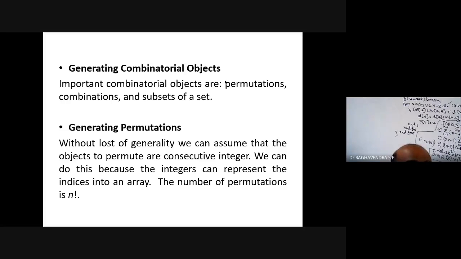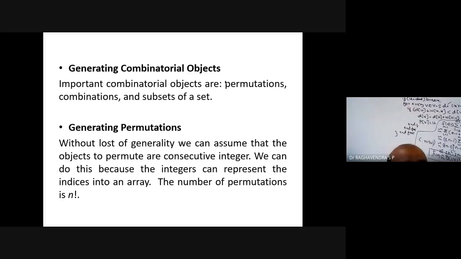For example, if you consider the set of all natural numbers, there are many different combinations available. The set of all even numbers is one combination, the set of all odd numbers is another combination, then the set of all integers, real numbers, rational numbers. Like this, we have different types of combinations.